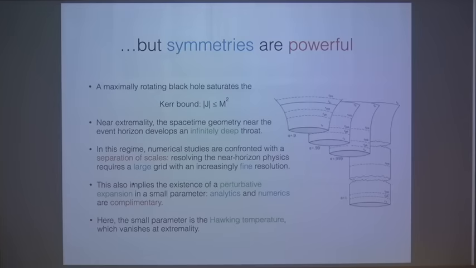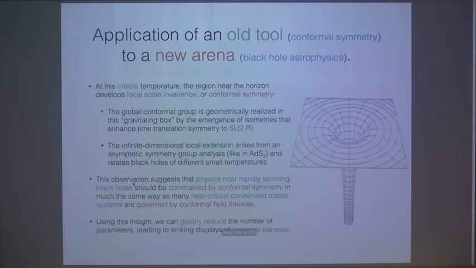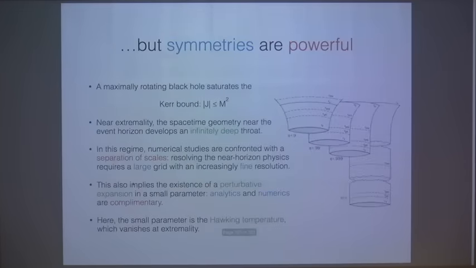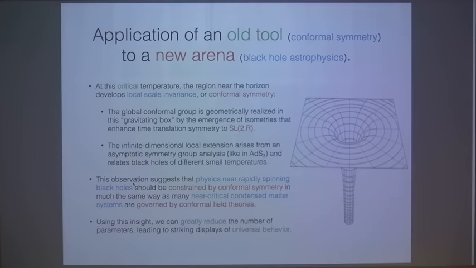But in physics, analytics and numerics are often complementary, and whenever you have a large separation of scales, there's a small parameter, and you can hope to do a perturbative expansion in that parameter. And here, the small parameter is the Hawking temperature, which vanishes at extremality. So you can define perturbation theory around a very special point, which is the zero temperature black hole. And that is a special point because the region near the event horizon of such a black hole has local scale invariance or conformal symmetry. And intuitively, that's because the throat becomes infinitely deep, and it looks like AdS.